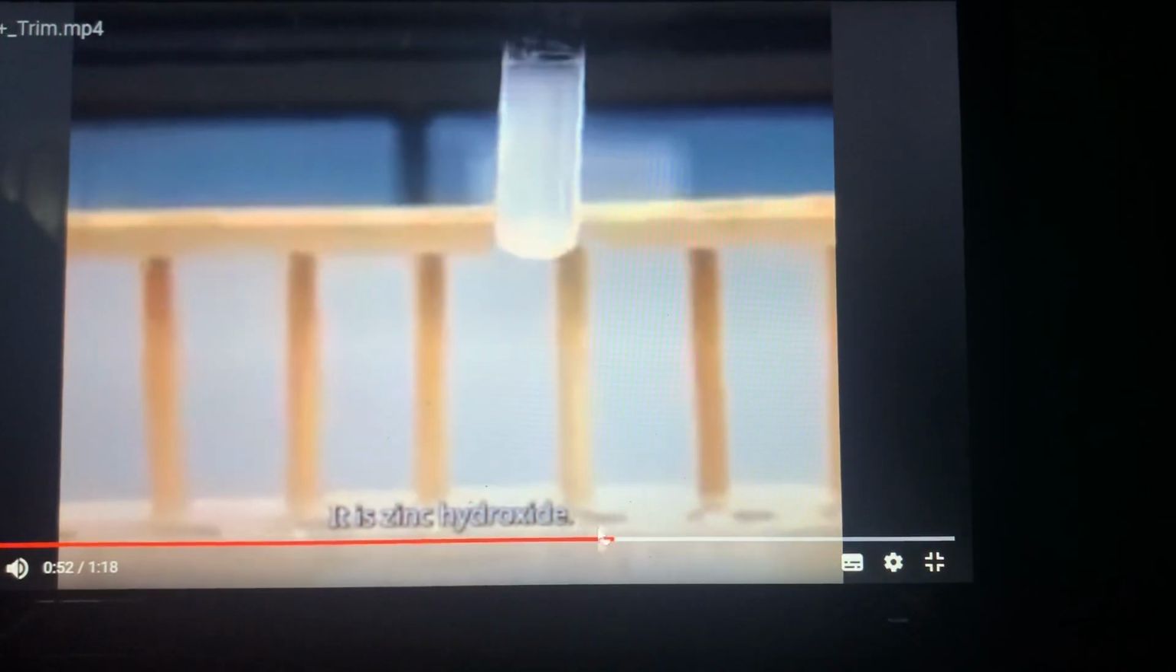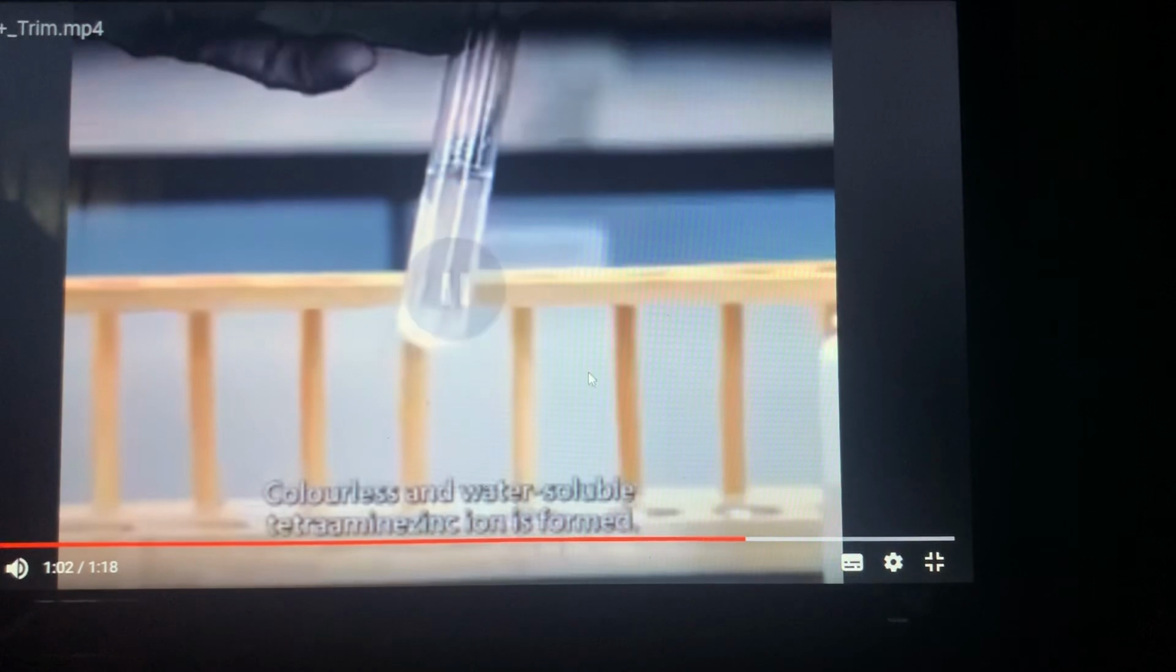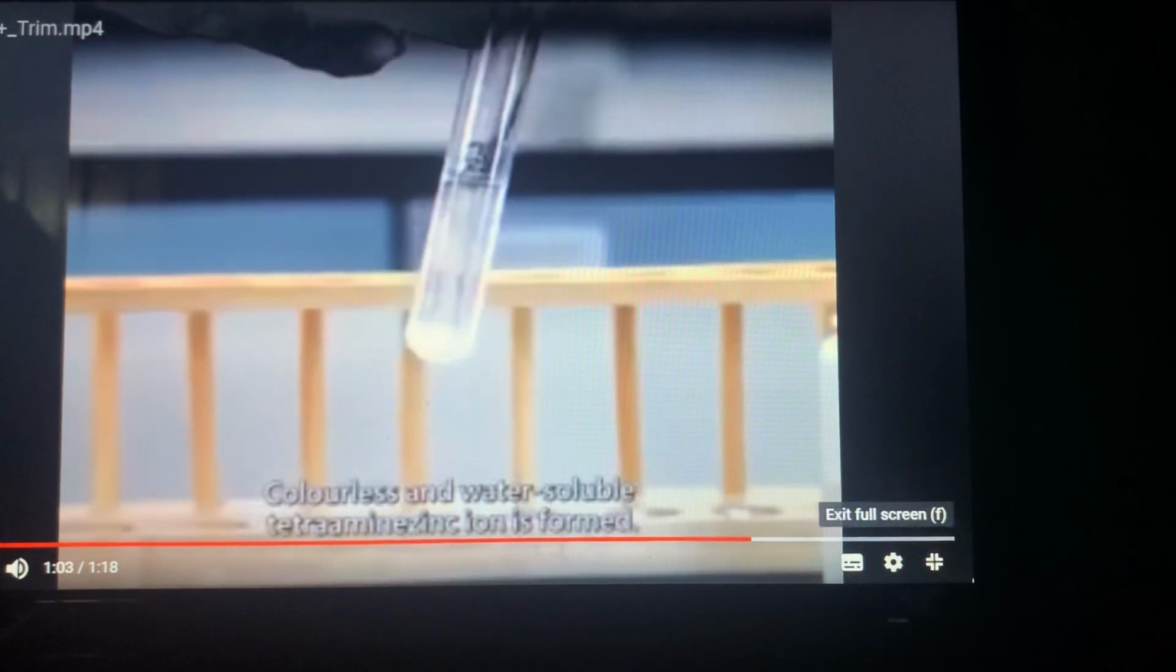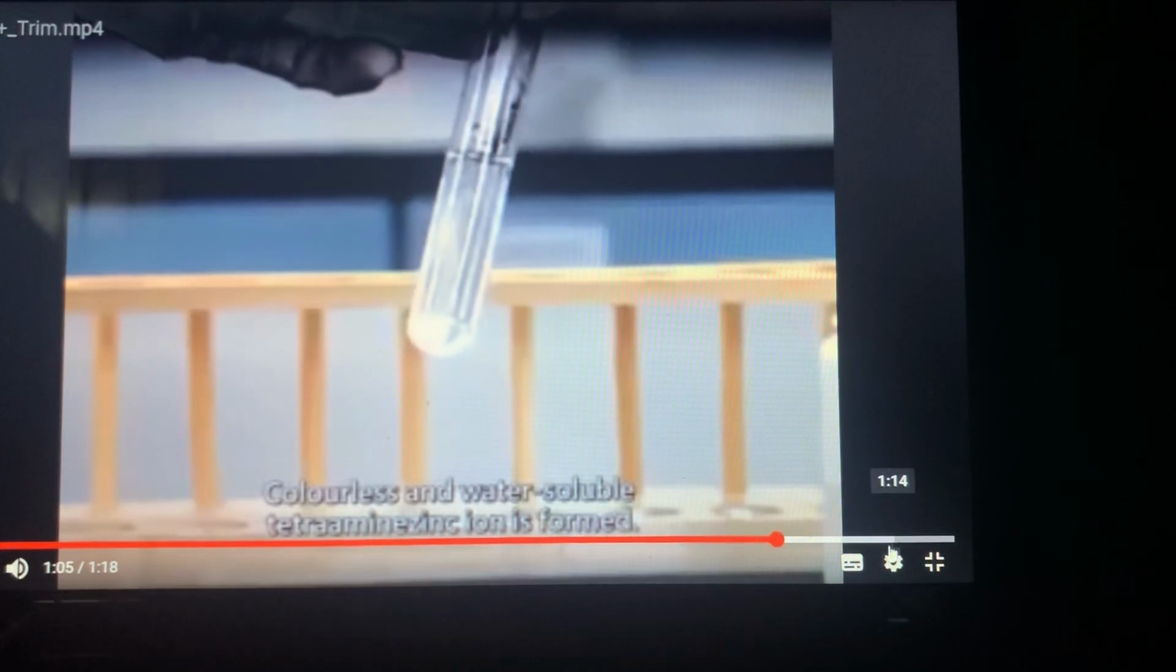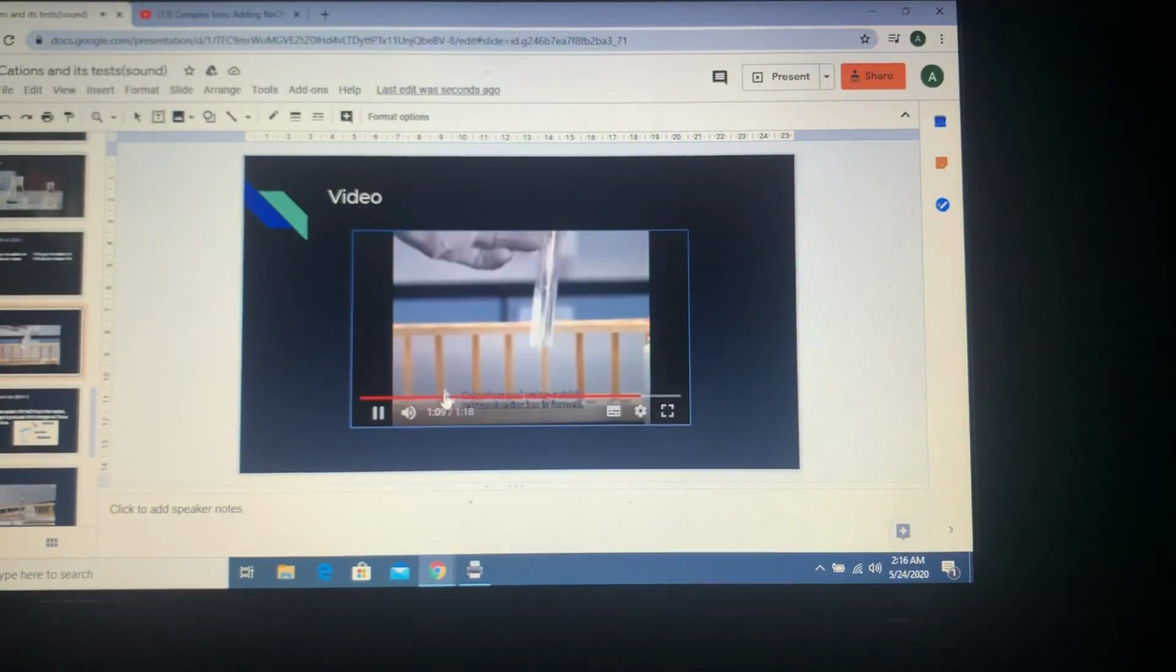So the same thing will occur here when the person is using ammonia. The white PPT dissolves and it will form a colorless solution. And water-soluble tetraamine zinc ion is formed. Here's a clearer picture of the colorless solution formed.